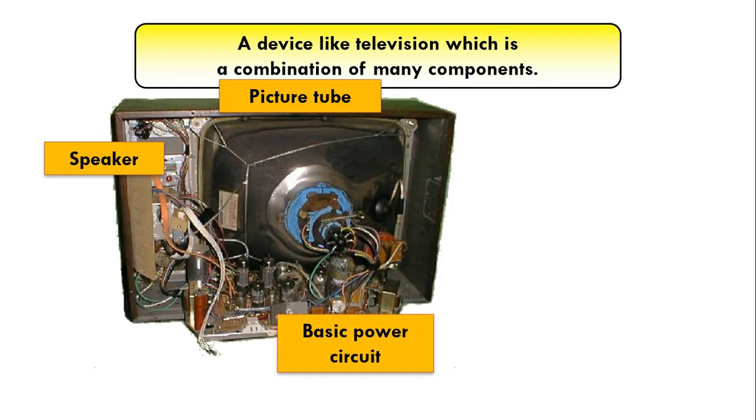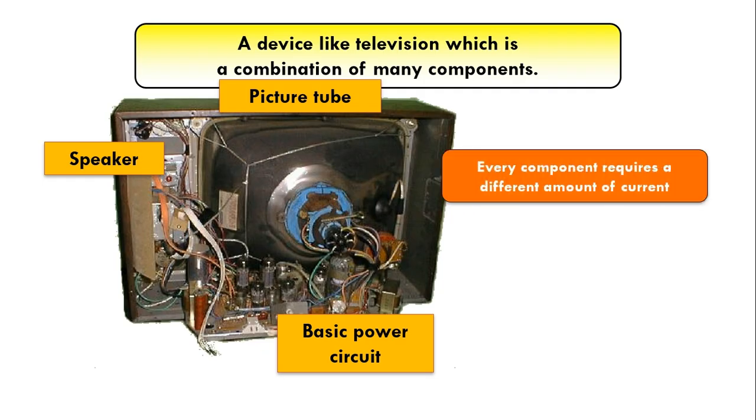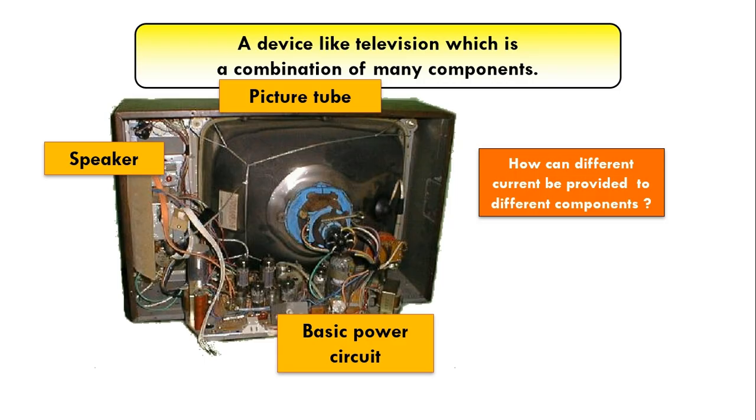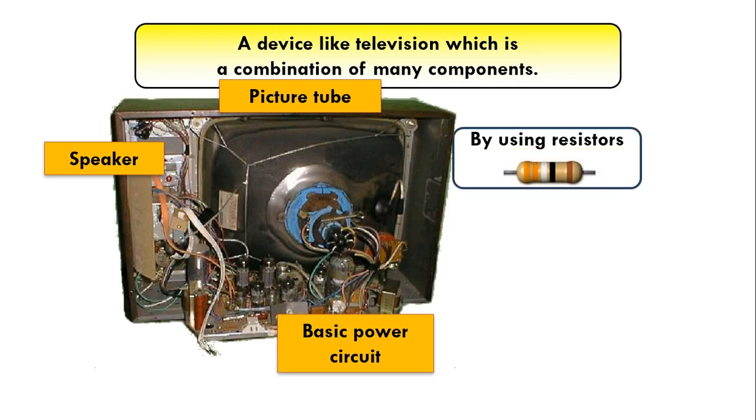A device like a television is a combination of many components, and every component requires a different amount of current. It is not the case that every component requires an equal amount of current. The speaker will require a different amount of current than the picture. In this basic circuit, each part will require a different amount of current. So how can different currents be provided to the different components? Yes, by using resistors.